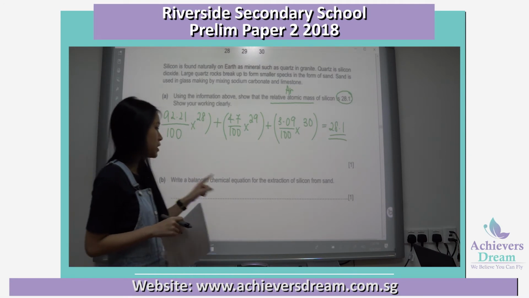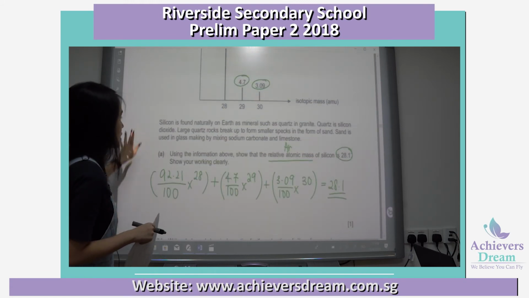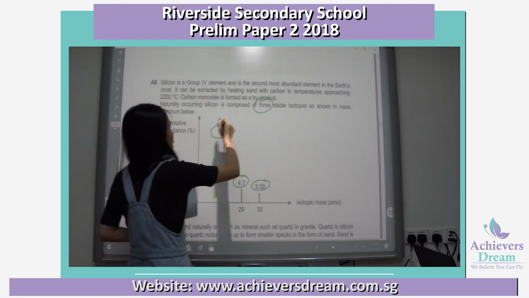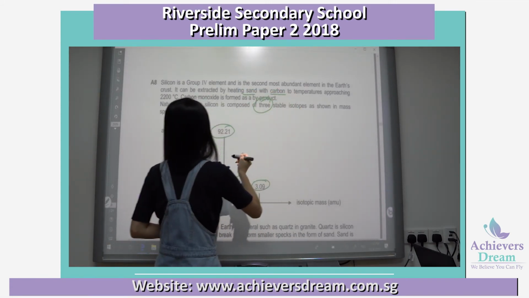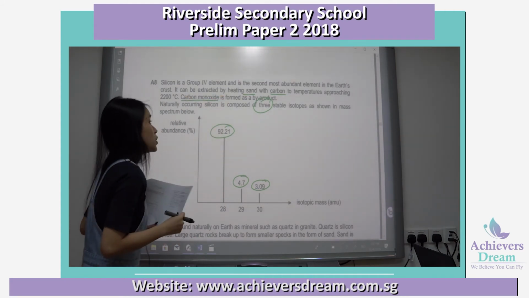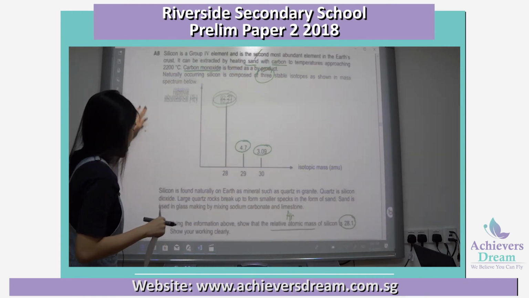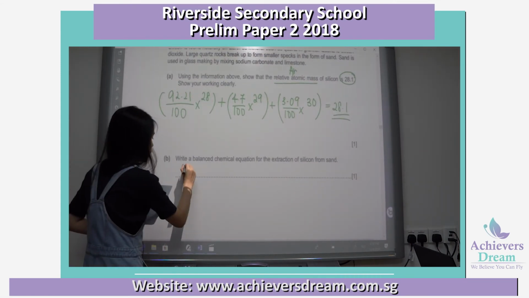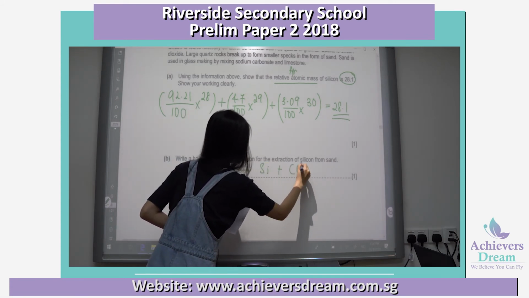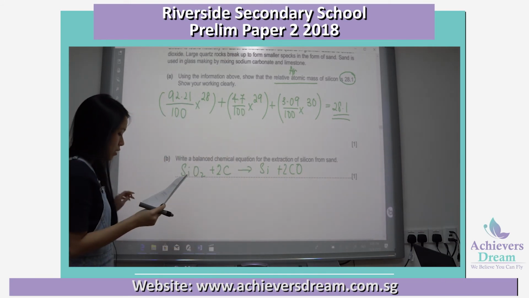Write a balanced chemical equation for the extraction of silicon from sand. So how do we write it? Let's take a look here. Silicon can be extracted by heating sand with carbon. One of the products is silicon, the other product is carbon monoxide. What is the formula for sand? Sand is silicon dioxide. So SiO2 plus carbon gives us silicon plus carbon monoxide. For this, I need to balance the chemical equation.